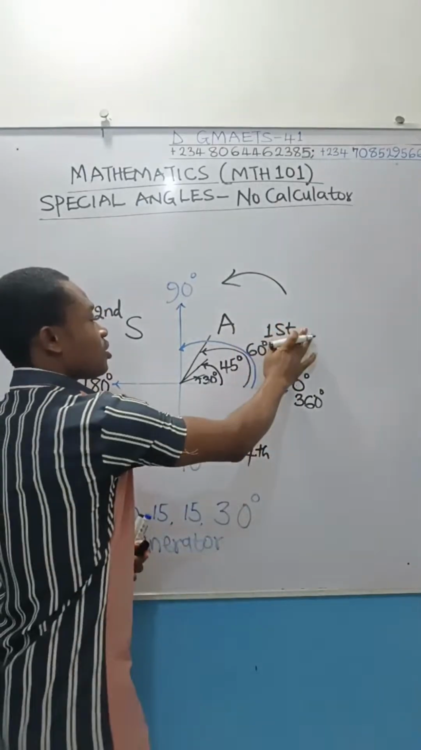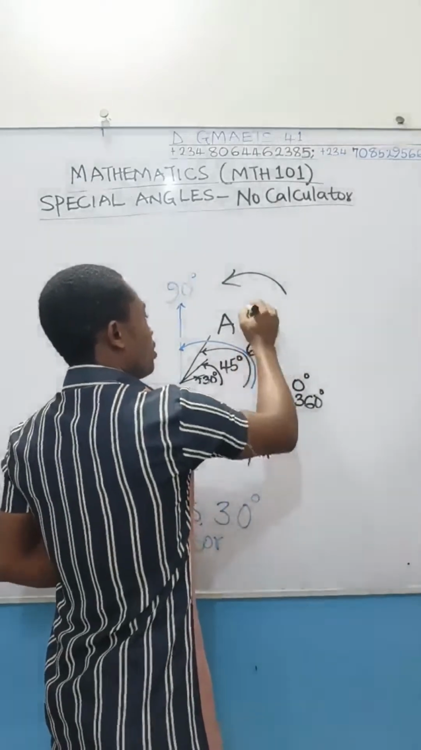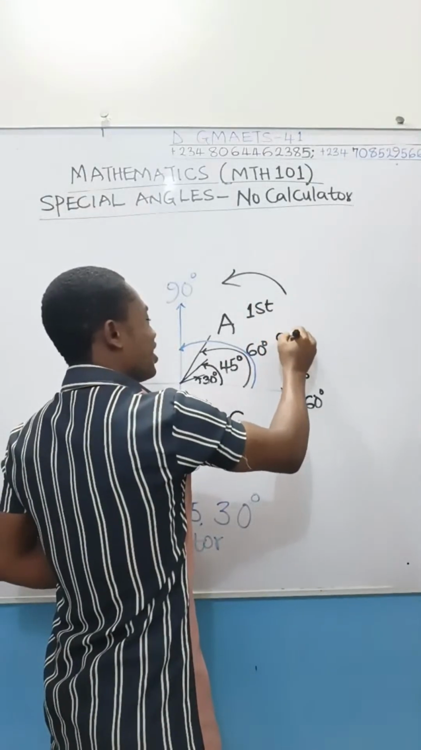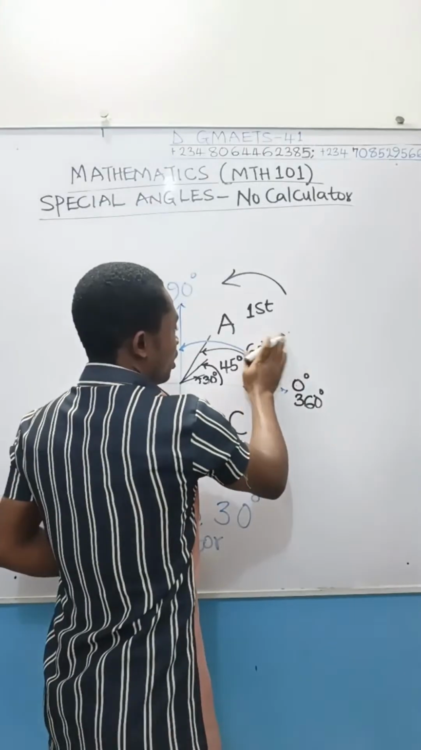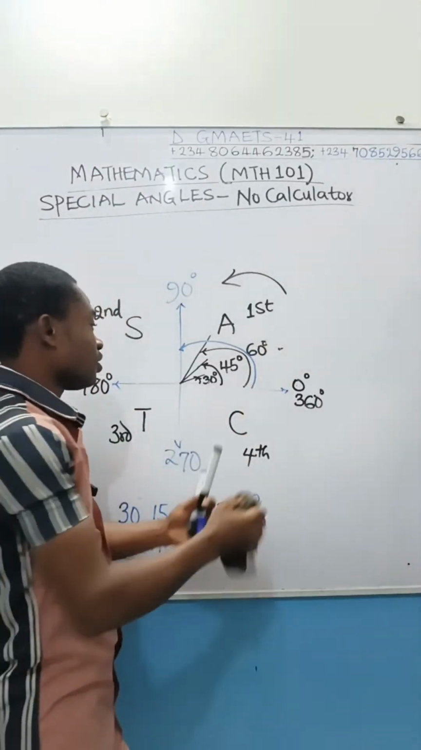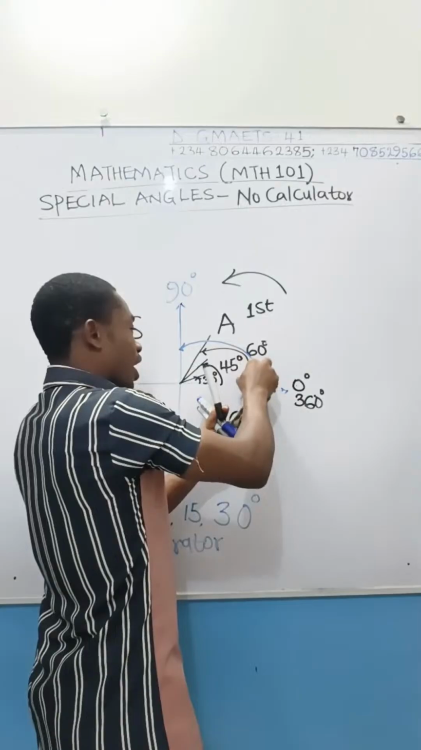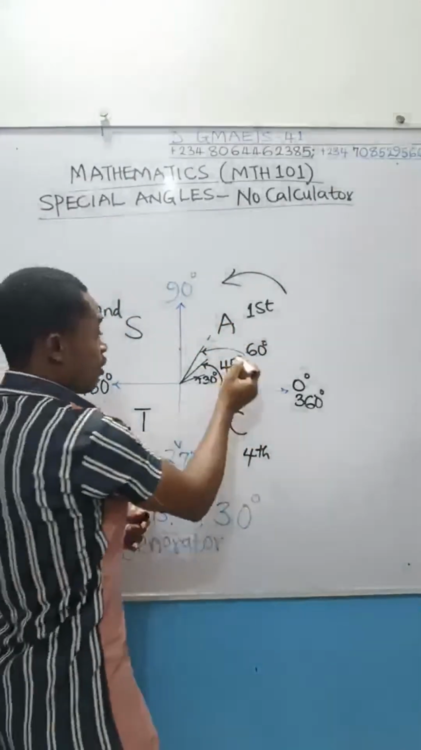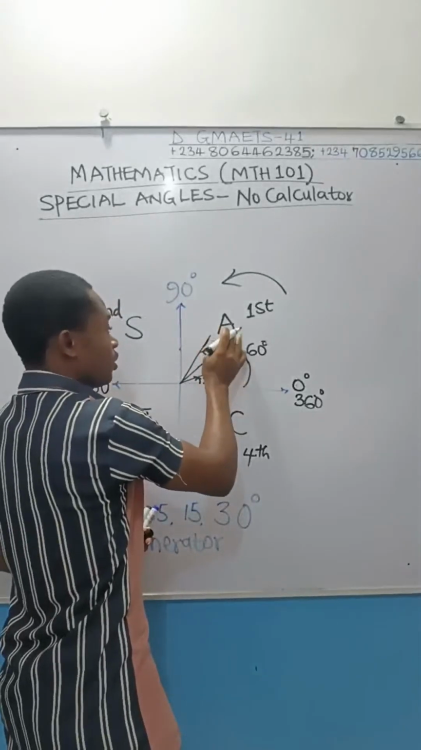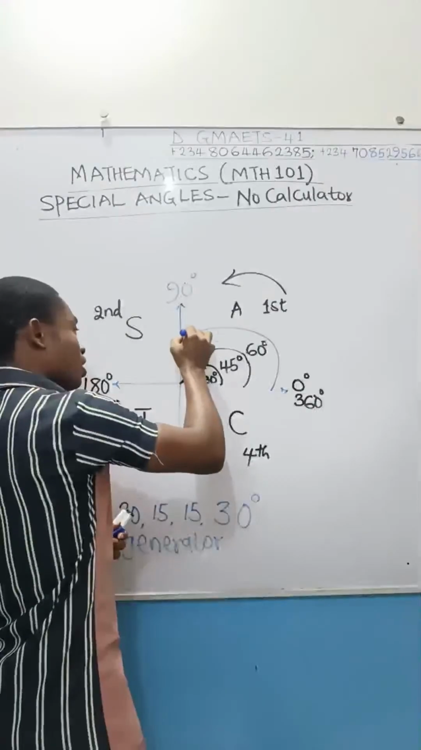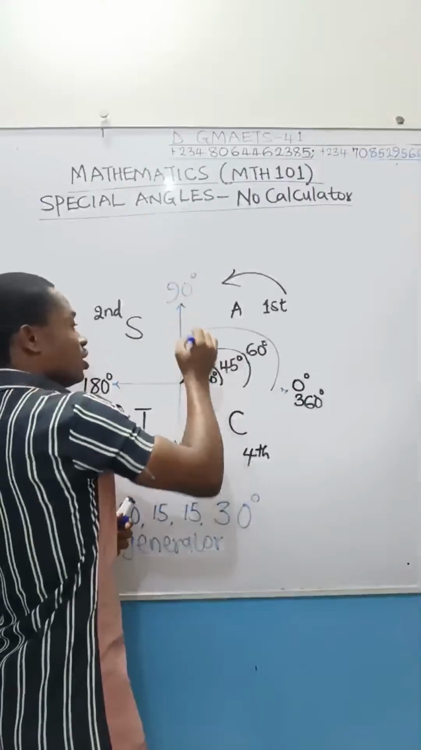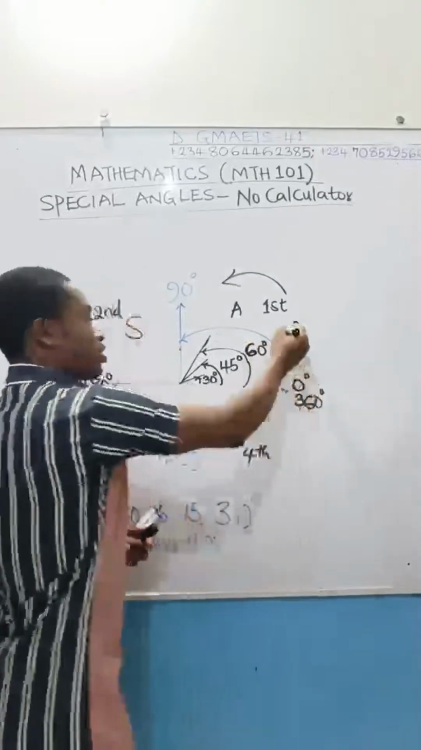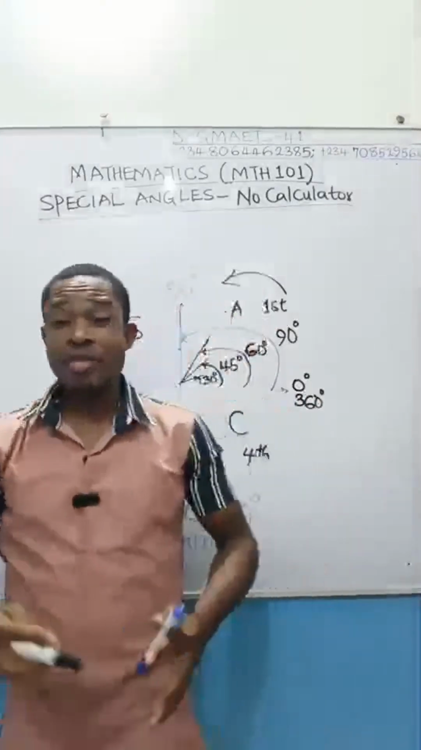Let me bring the first quadrant here. So I have my 90 degrees. I need to do something. This blue line needs to go inside, or cover 60 rather, to draw the next angle. 90 degrees. This is how we generate our special angles.